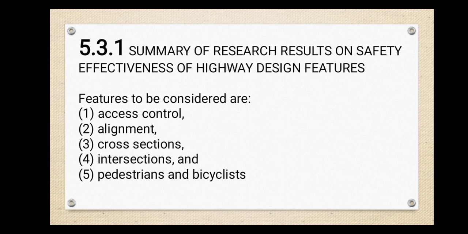Among the features to be considered in this chapter are access control, alignment, cross sections, intersections, and pedestrians and bicyclists. Research results that spanned a 30-year period were examined, and in some instances, studies dating before 1973 were found to be the most definitive available. Design features are discussed in the following sections based on the information from these FHWA reports.